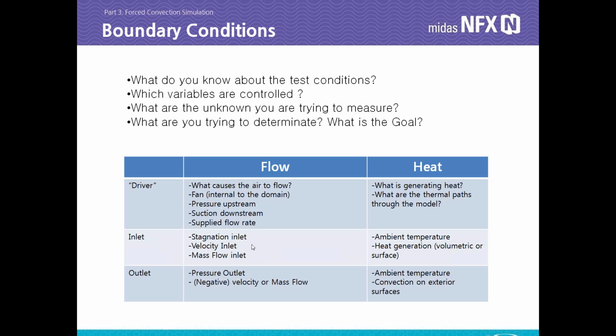Now for the inlets, you have to think about whether you have a stagnation inlet, so an inlet which is fixed, a velocity inlet, or a mass flow inlet. And for the heat, what is the ambient temperature, and what is the heat generation, volumetric or surfacic? For the outlets, what is the pressure outlet, negative velocity or mass flow, and again the ambient temperature and convection on exterior surfaces.